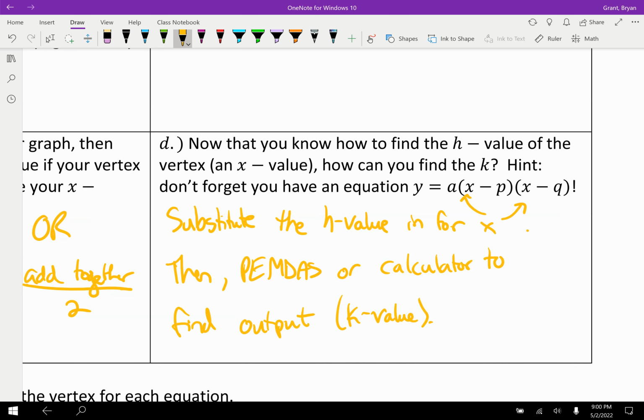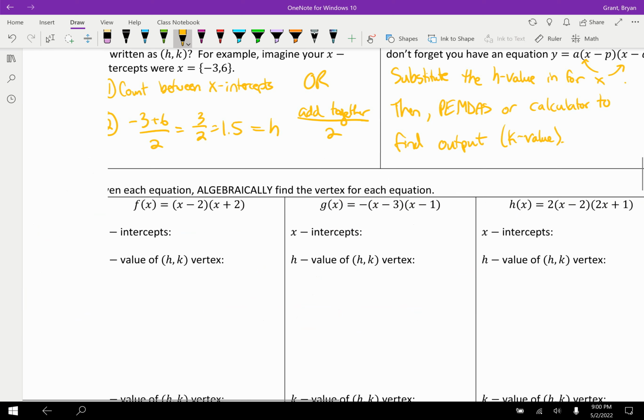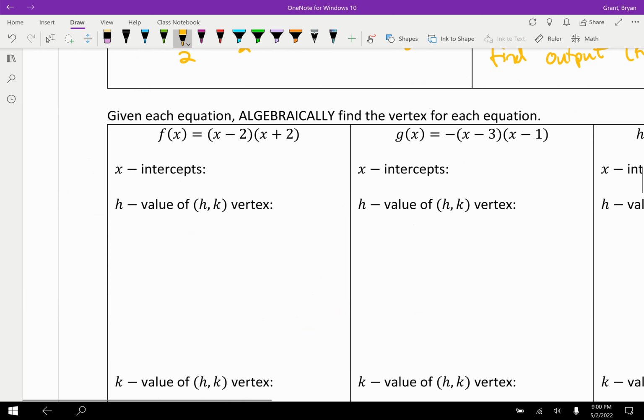We had a lot of writing here, but all you're doing is finding a number in the middle and then putting it into the equation, and that's it. So let's try this. Okay, here's our first one. f of x equals x minus 2 times x plus 2. The first thing we need is the x-intercepts because the vertex is in between those.